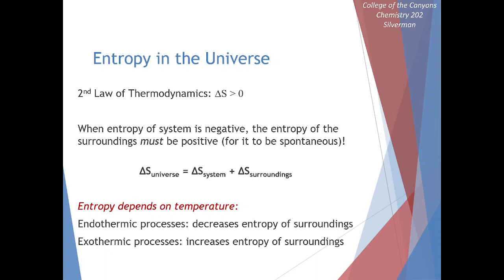Exothermic processes are the reverse. When exothermic processes occur, energy is released into the surroundings, which increases the temperature of the surroundings. When there's a higher temperature, more energy in the surroundings, there is more entropy as well. More ways to shuffle around that energy when there's just more energy around.